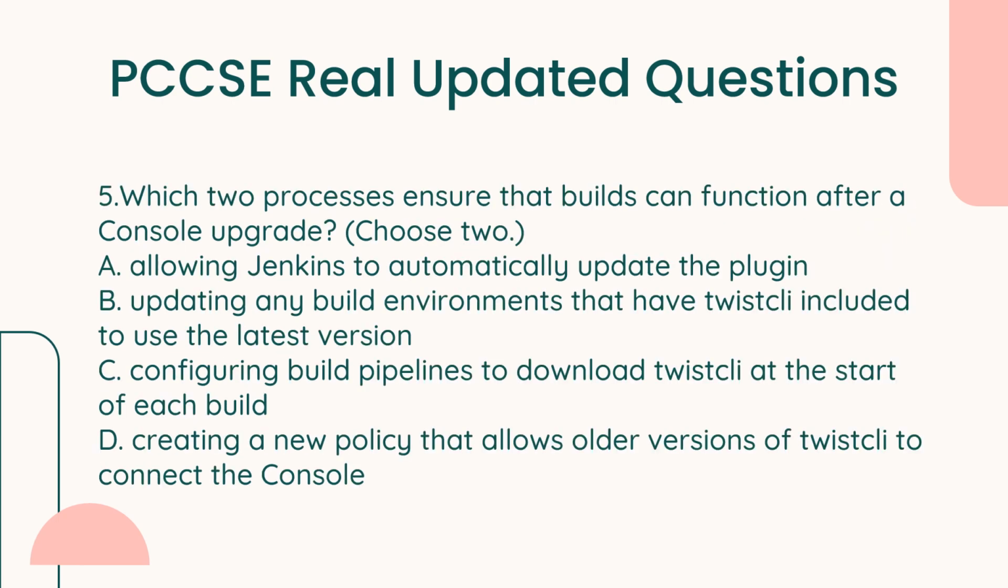5. Which 2 processes ensure that builds can function after a console upgrade? Choose 2. A. Allowing Jenkins to automatically update the plugin. B. Updating any build environments that have twistcli included to use the latest version. C. Configuring build pipelines to download twistcli at the start of each build. D. Creating a new policy that allows older versions of twistcli to connect to the console.